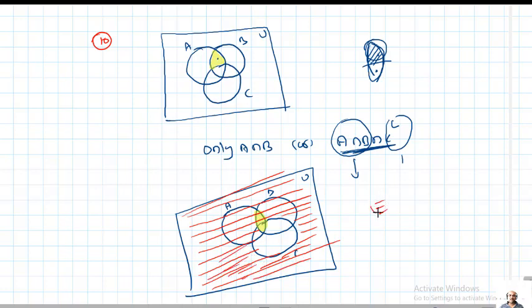Now observe, the horizontal lines represent C complement. The other color, green, represents A intersection B. What do you want between them? You want the intersection of those two. What will we get? That portion only, no? So I will show you with another color. This portion only, no? So that's why A intersection B intersection C complement is nothing but only A intersection B.